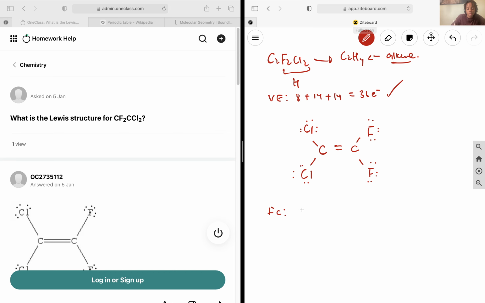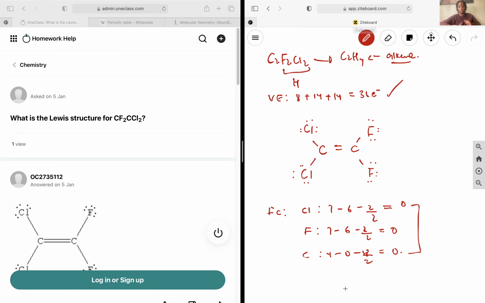Let's double check on our formal charge. Cl is going to have 7 minus 6 minus 2 over 2 for both of them. This is going to give us 0. Fluorine is going to look the exact same, 7 minus 6 minus 2 over 2, 0. And lastly, the carbons are going to be 4 minus 0 minus 8 over 2, and that is also going to give us 0. This all makes sense. We expected a net formal charge of 0, so this is going to be our final structure here. Valence electrons are taken care of, formal charge is taken care of.